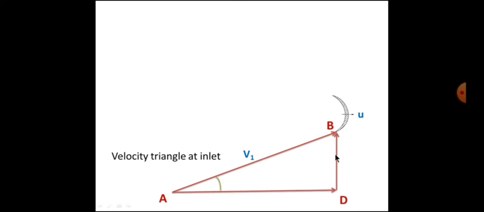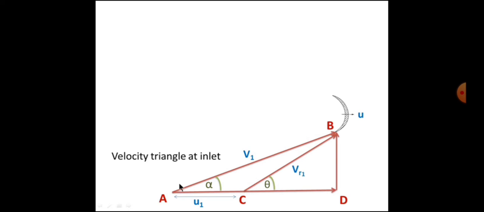The angle at which segment AB strikes the blade is the nozzle angle, angle alpha. So velocity v1 is inclined at an angle alpha. This velocity v1 has two components, segments AD and BD. Segment AC represents the blade velocity at inlet, that is u1. If we draw a line from point C to point B, we get segment BC, which is the velocity VR1, inclined at an angle theta.